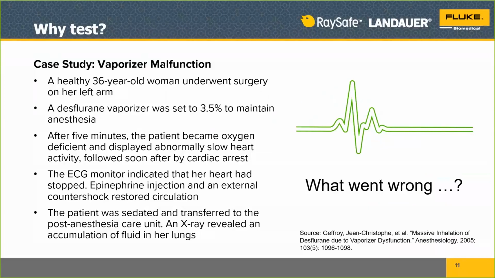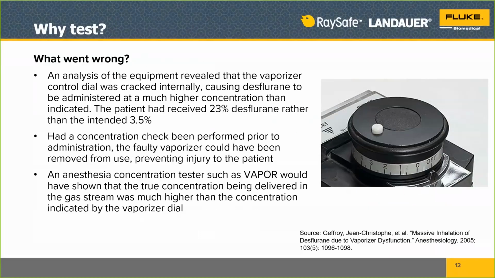They went in and gave her an X-ray, and they found an accumulation of fluid in her lungs, and everyone was basically sitting there thinking, what went wrong? In this case, it was a cracked dial. So instead of administering 3.5% desflurane to the patient, she was getting 23% desflurane, so a huge over-administration in this case. And this is easily prevented, right?